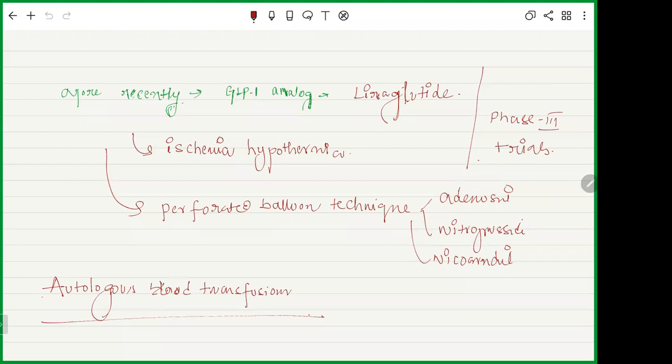In more recent trials, the phase 3 trials, one is a GLP-1 analog, that is liraglutide, and ischemic postconditioning with hypothermia, and a perforated balloon technique, which delivers the drugs through the perforated balloon: adenosine, nitroprusside, nicorandil, what I mentioned. Whatever drug you give for distal flow, it is better to deliver through a microcatheter, thrombus aspiration catheter or perforated balloon. But with a perforated balloon, what they mention is that the air sucking effect will be more. So you should be very careful while delivering drugs through the perforated balloon.